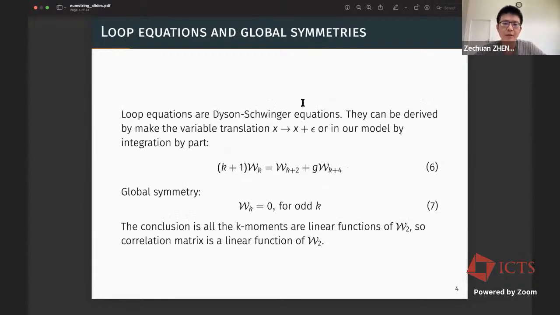For the bootstrap method, first we notice that there are Schwinger-Dyson equations, which we get from an infinitesimal variation, changing x to x plus epsilon. Or we can get such equations by integration by parts. Anyway, it is equation 6, which is a linear recursion relation relating different moments of the partition function. We also have the global symmetry, which means that all the odd moments are 0. This is just because of the symmetry of the original partition function. Although this seems naive, you cannot derive the global symmetry just from the recursion relations. They are totally different. So by these two equations, we can actually solve for all the higher even moments as a linear function of W2, since all the odd moments vanish.